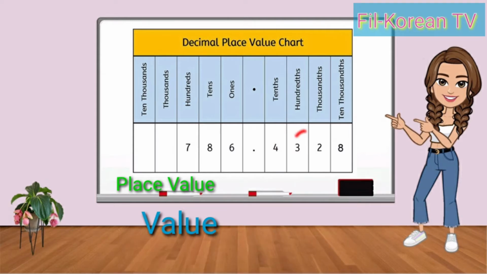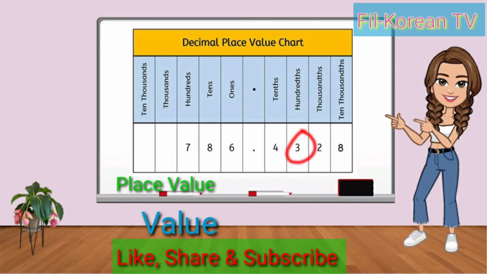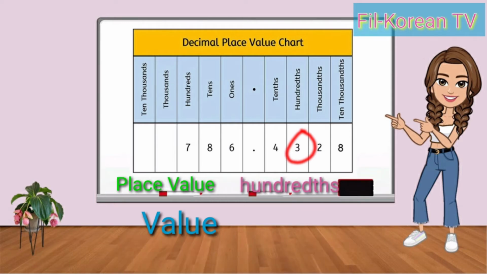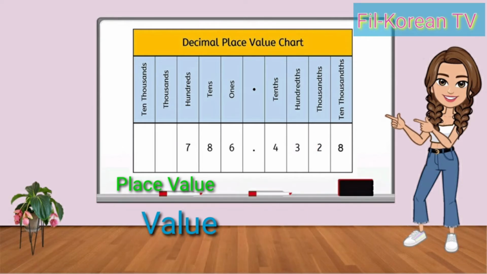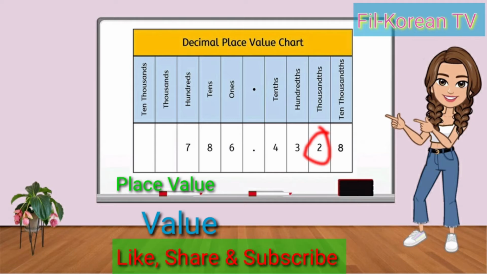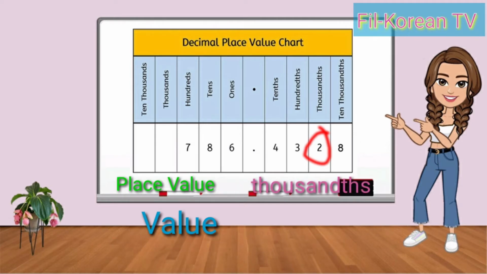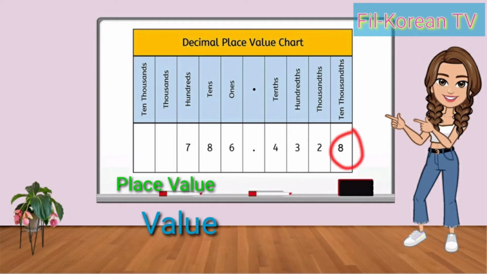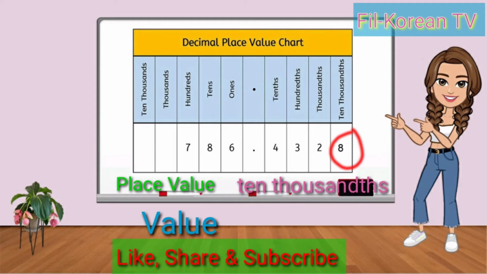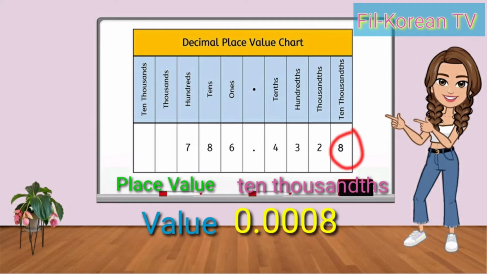The place value of the second digit to the right of the decimal point is hundredths, and the value is 3 hundredths because the digit is 3. The place value of the third digit to the right of the decimal point is thousandths, and the value is 2 thousandths because the digit is 2. 8 is the fourth digit to the right of the decimal point, and its place value is ten-thousandths, and the value is 8 ten-thousandths.